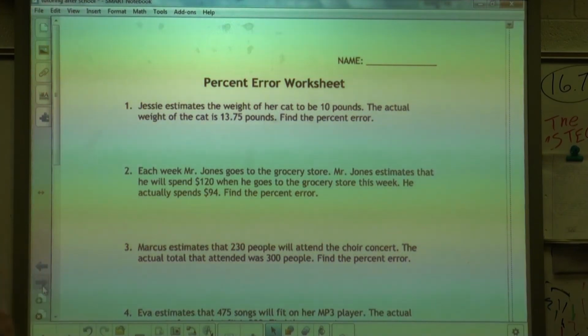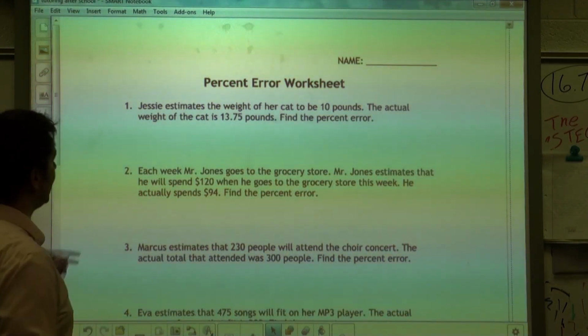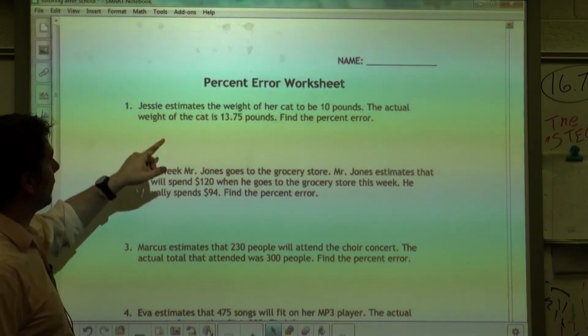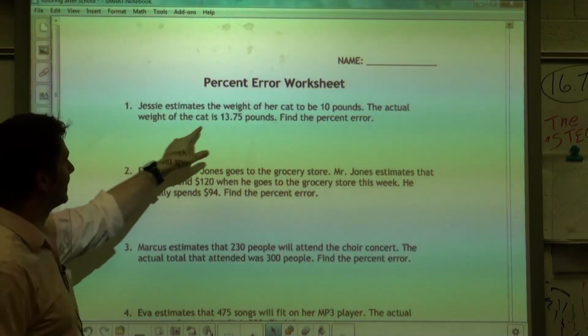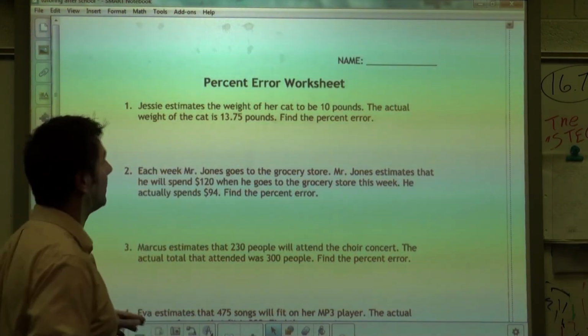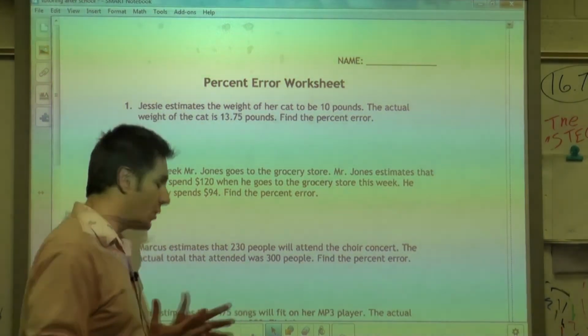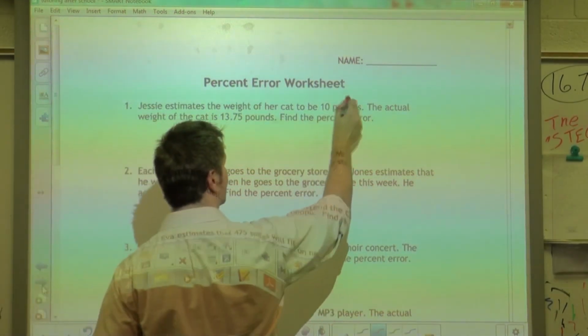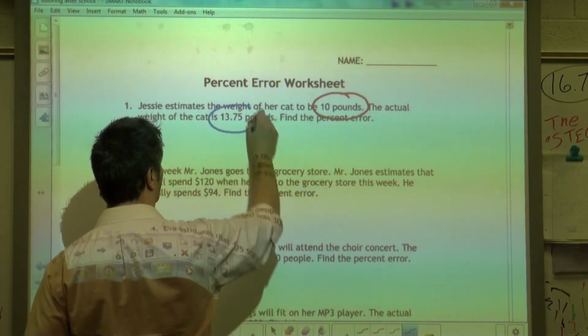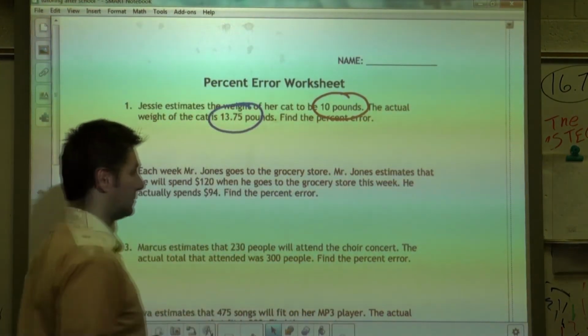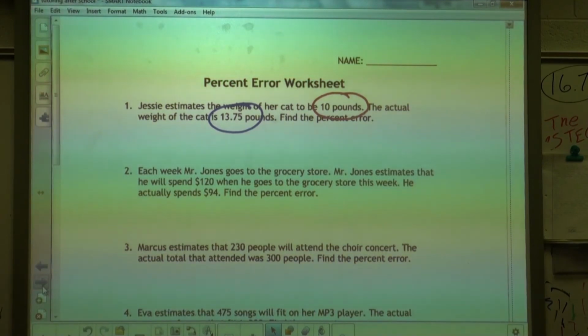Okay, let's talk about percent error. The first problem. Jessie estimates the weight of her cat to be 10 pounds. The actual weight of the cat is 13.75 pounds. Find the percent error. Well, you have two numbers. First is 10 pounds, and second one is 13.75 pounds. Let's look at this closely.